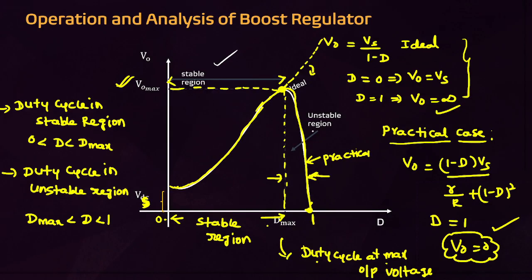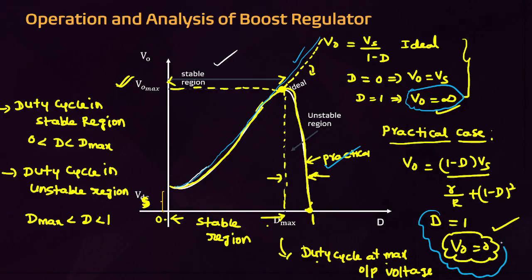At what value is the average output voltage maximum? This is the practical case formula, students. If you compare the practical and ideal cases, ideally the output voltage is continuously increasing. But practically, after reaching the maximum value, the output voltage reduces. Ideally for D equal to 1, voltage is infinity. But practically for D equal to 1, voltage is 0.